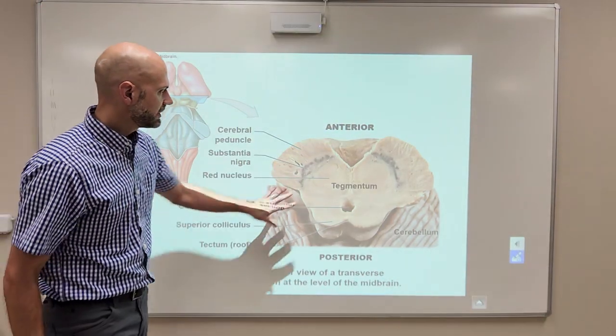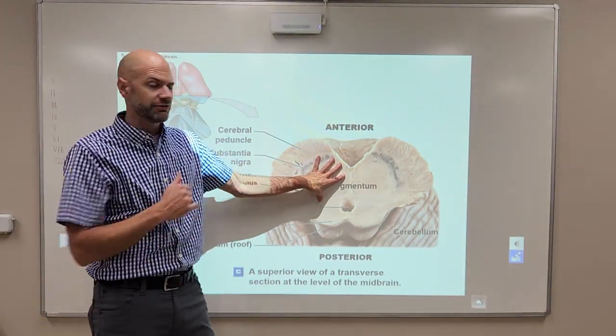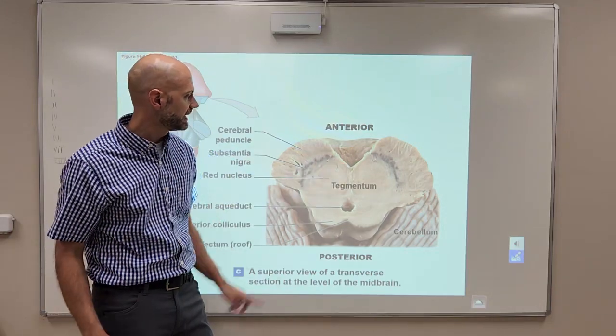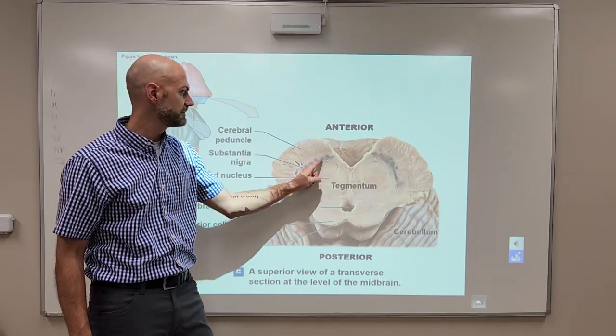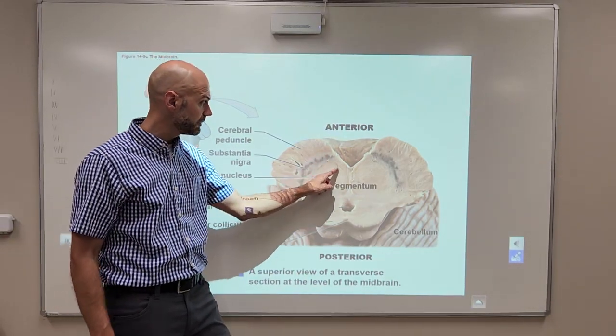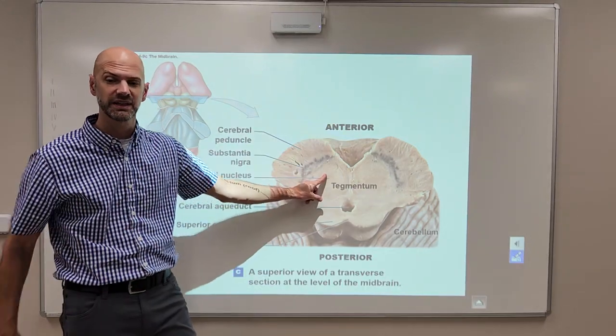So this is what that would look like in a cadaver. All the color is gone because it has been fixed and chemically modified. You can still see a little bit of that pigmentation. There's actually melanin in there. Okay, substantia nigra. This is where the red nucleus would be. It's not really red anymore because again, it's fixed.